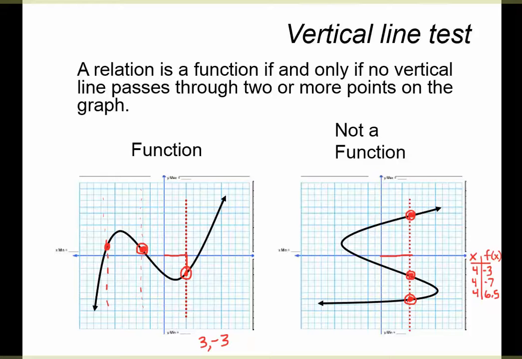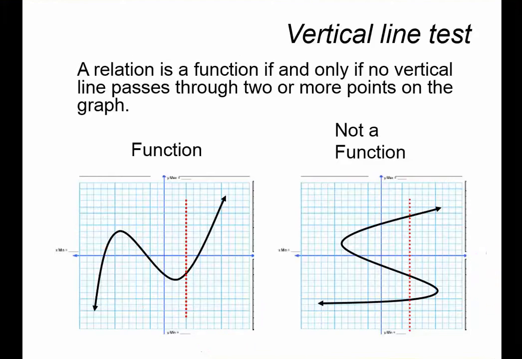Okay, so when I plug in a 4, the value of the function at 4 here is -3. Or sometimes the value of the function at 4 is -7. Or sometimes the value of the function at 4 is 6.5. It all depends. Okay? So just remember, it could be x comma y, it could be input output, it can also be x comma f of x. All right, so that's the vertical line test.